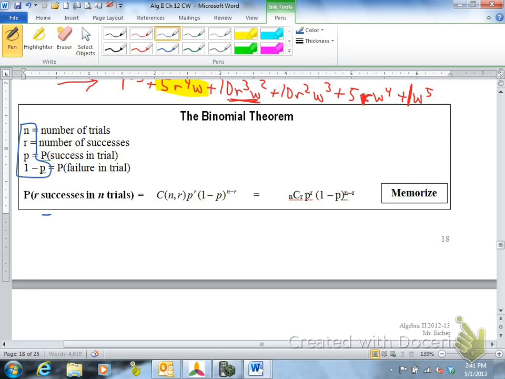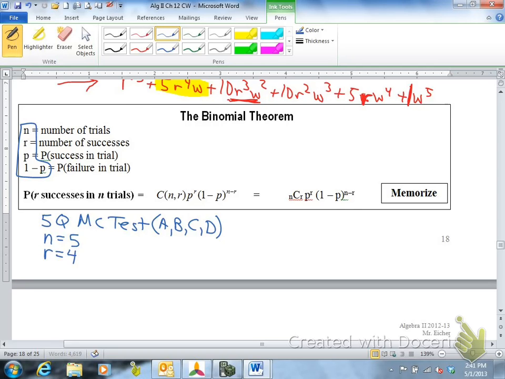So let's say we have a 5-question multiple choice test. We have options A, B, C, D on our multiple choice test. Each question, multiple choice, A through D. N is the number of trials, or in this case, the number of questions, 5. R is the number we want to get right. So let's say, like the previous problem, it's 4 out of 5. What's the probability of getting exactly 4 out of 5 questions right?